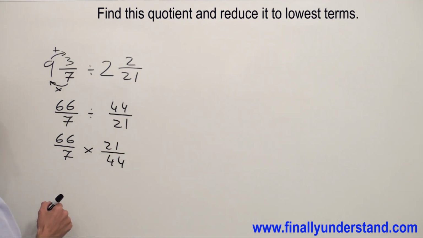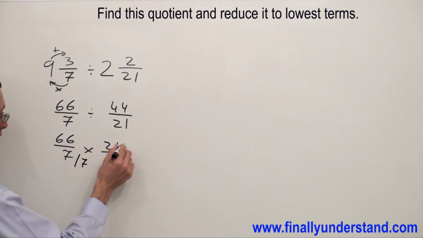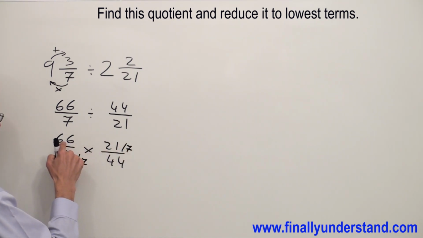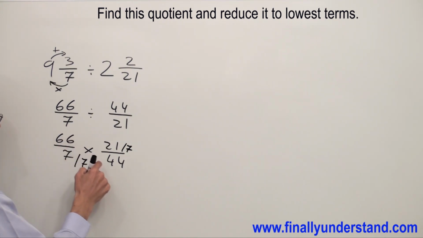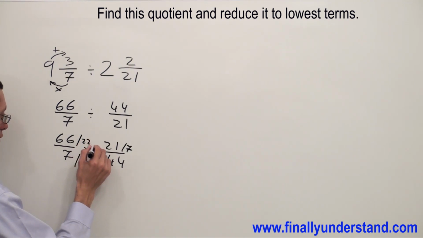Now check if we can reduce any numerator with any denominator. I have 7 and 21. Both of them are divisible by 7. 66 and 44. Both of them are divisible by 22.